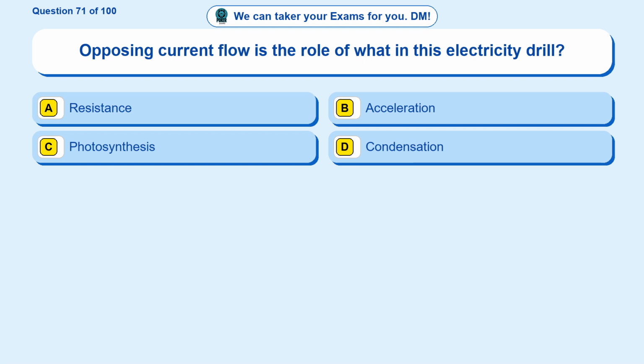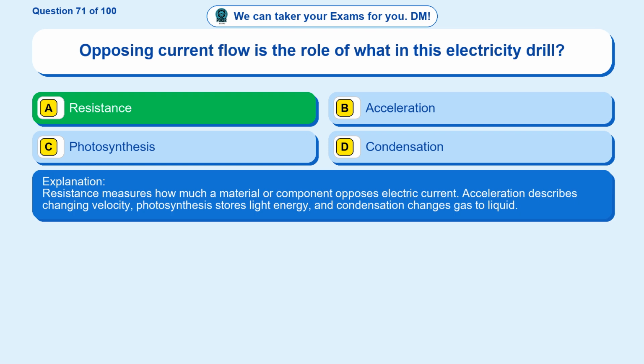Question 71. Opposing current flow is the role of what in this electricity drill? Option A, resistance. Option B, acceleration. Option C, photosynthesis. Option D, condensation. The correct answer is option A. Resistance. Resistance measures how much a material or component opposes electric current. Acceleration describes changing velocity, photosynthesis stores light energy, and condensation changes gas to liquid.